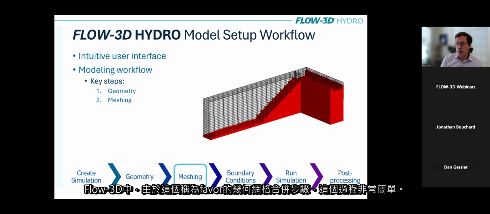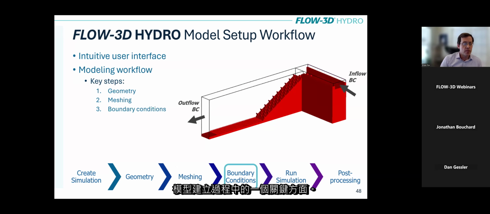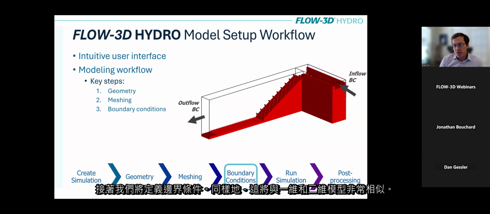This process is really straightforward in Flow3D because of this combined geometry meshing step called FAVOR. We'll get into that in our training classes, but I think it's a key aspect and a part of our model setup process. Then we'll define our boundary conditions.